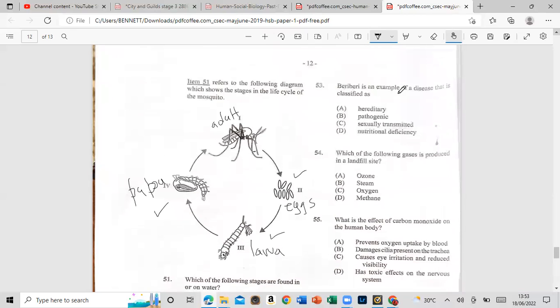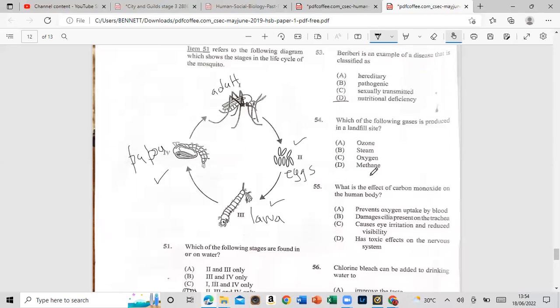Beriberi is an example of a disease that is classified as A, hereditary, B, phagogenetic, C, sexually transmitted, or D, nutritional deficiency. And that would be nutritional deficiency. Remember, we did food and nutrition.